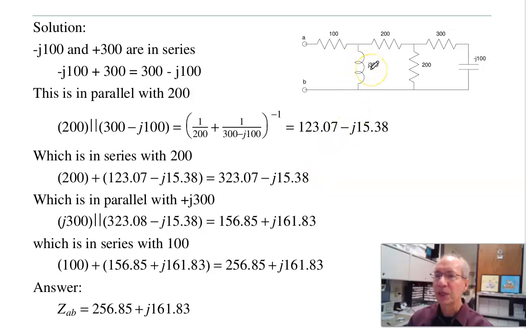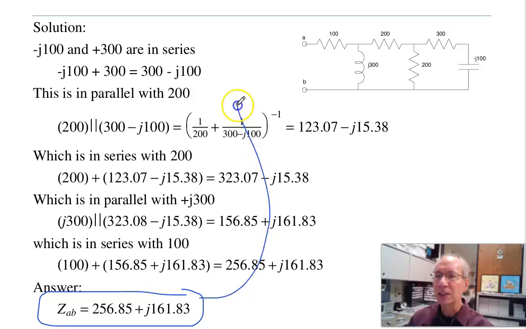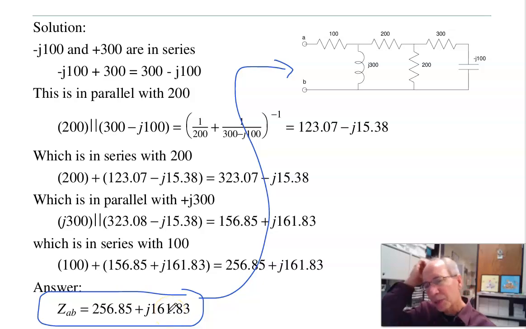In parallel with J300, to do that, I do the sum of the inverses. So 1 over J300 plus 1 over 323 minus J15. Take the sum, take the inverse, and what you get is 156 plus J161 in series with 100. So all this together looks like an impedance of 256 ohms plus J161. Now that was probably kind of confusing for you. So let's see how to do that in MATLAB. Let's see how to do that on your calculator.